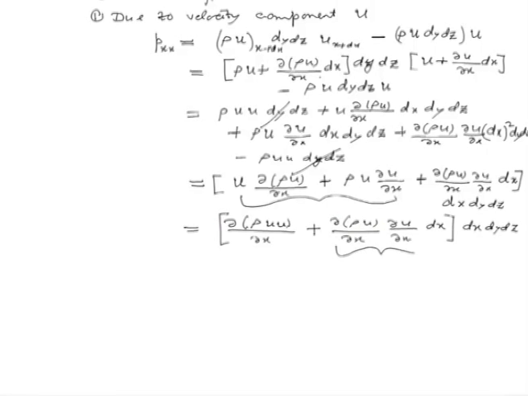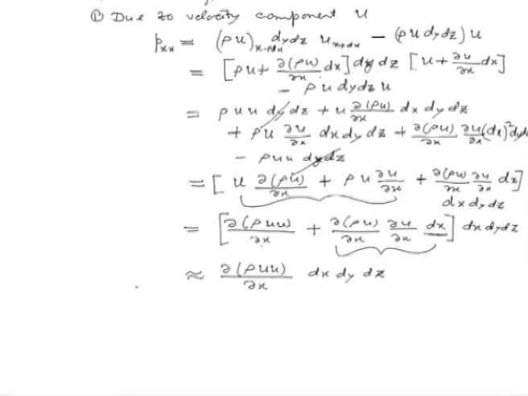Now, let us have a look at the second term in the bracket. It is being multiplied by the differential length dx, which is infinitesimally small quantity. So, compared to the first term, this can be easily neglected. So, we can approximate Pxx as del of rho u u by del x dx dy dz.